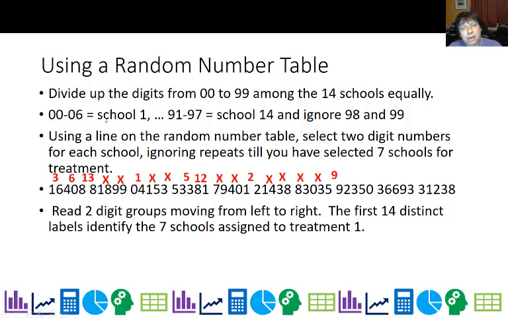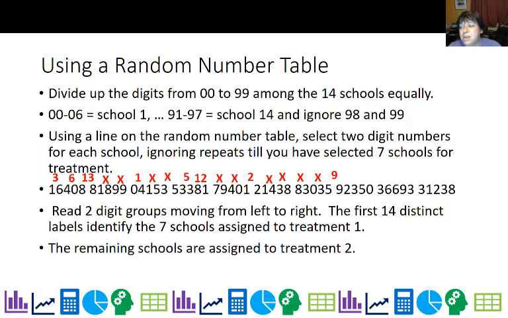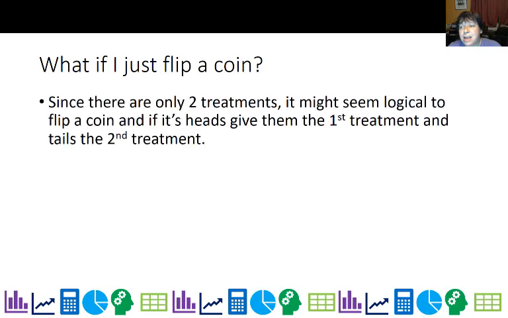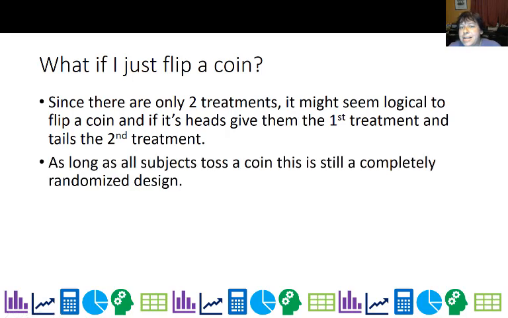So it's a little more difficult using the random number table rather than, say, technology or the simplest, which is the hat method. So what if I just flip a coin? And I'm going to go ahead and go over this again. We sort of covered this. We did cover this with the 2017 free response question number 6. But a lot of times people think, if you just flip a coin as you go through, that would be fine. And it is, as long as all subjects toss a coin and it's still completely randomized design. If you're only tossing until you fill the group, that's where the problem comes in.